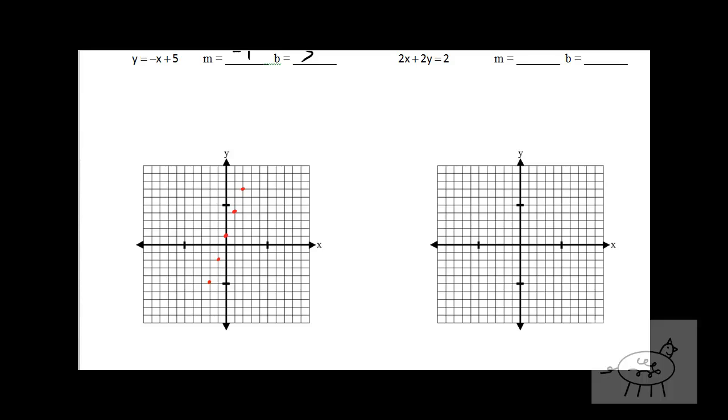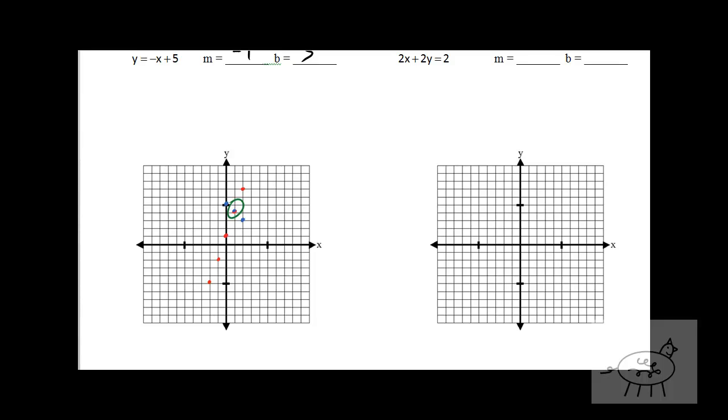I'm going to plot the other equation now. So y equals negative x plus 5. So I'm going to start out here at 5, and negative x goes down 1. Oh, I found my intersection point already. So I can plot a few more points if I want, but there we go. That point right here, math fans, that's my solution.